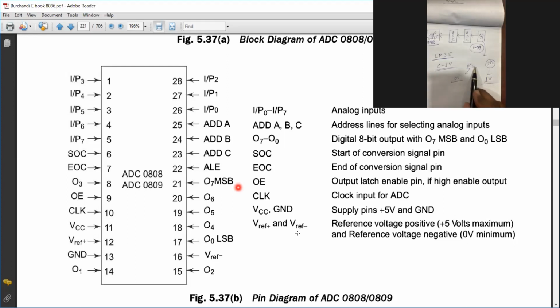Between this, means 1, 2, 3, 4, 5 degrees, according to that it will change, means 0.01, 0.02, 0.03, something like that. Is it clear? Yes, sir. A small change in the voltage.